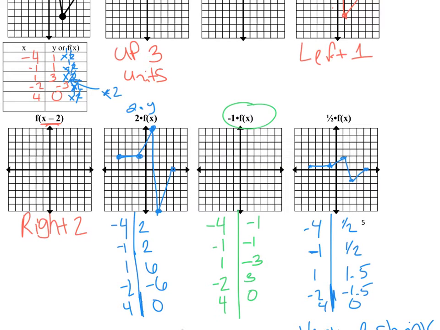So negative 1, negative 4, negative 1, that's here. Negative 1, negative 1, that's there. 1, negative 3, 1, 2, 3. And then 2, 3, 1, 2, 3. And then 4, 0, 1, 2, 3, 4, 0. And then we'll connect it.